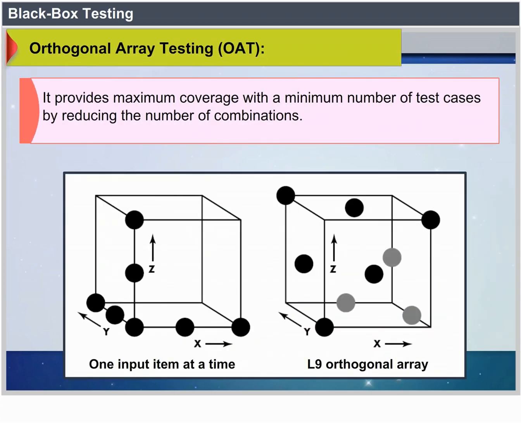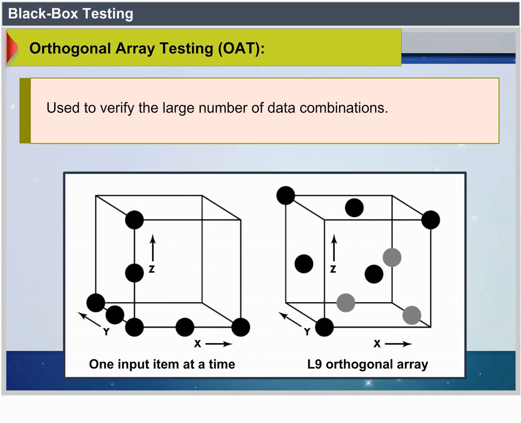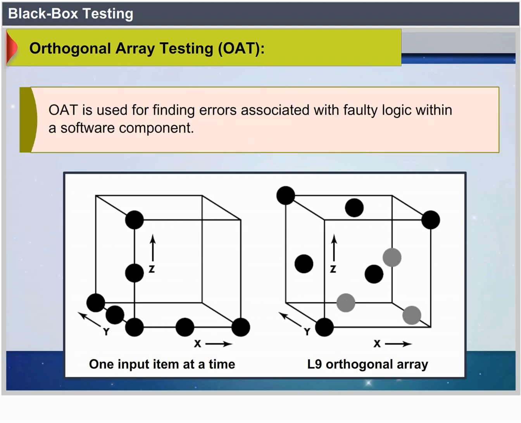Orthogonal array testing, OAT. It provides maximum coverage with a minimum number of test cases by reducing the number of combinations used to verify the large number of test combinations. OAT is used for finding errors associated with faulty logic within a software component.